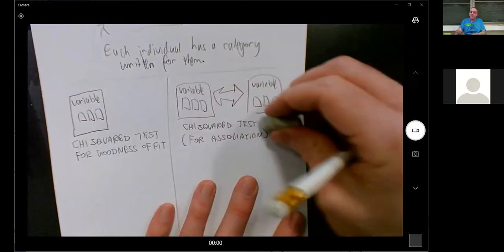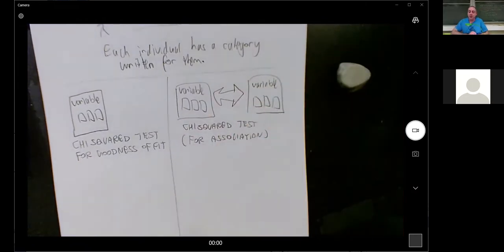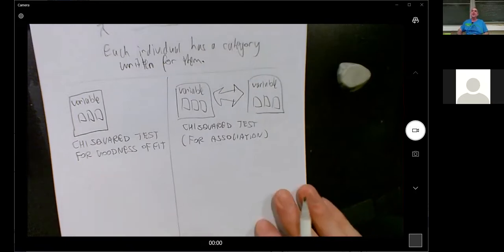Technically, it's the chi-squared test for associations. But in your course, they just call it the chi-squared test, which is weird because there's another one over here. I hate the naming of statistical tests.